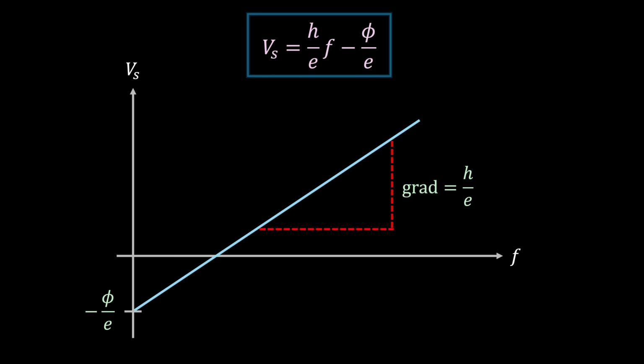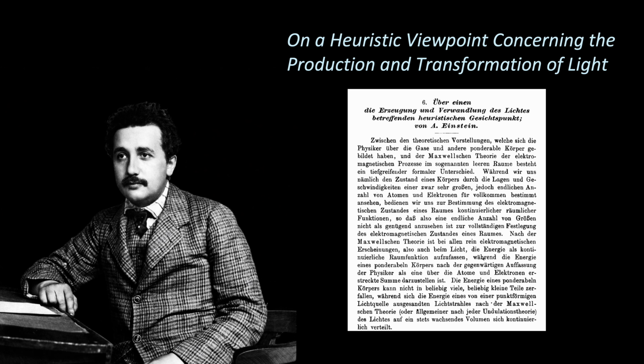That's a very sharp prediction. It doesn't just tell you the shape of the graph, it fixes the exact value of the gradient. This isn't a vague suggestion, it's a concrete testable claim. And in 1905, Einstein published his result under the title On a Heuristic Viewpoint Concerning the Production and Transformation of Light, setting out the thermodynamic reasoning that we followed in this video and presenting the photoelectric relation itself.